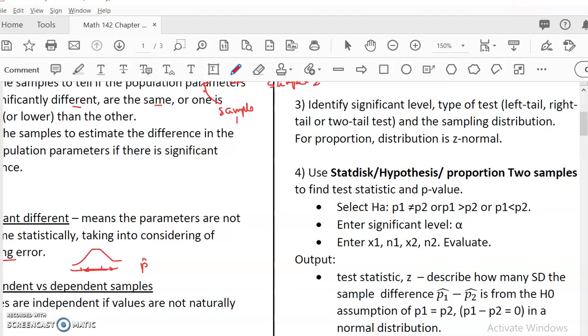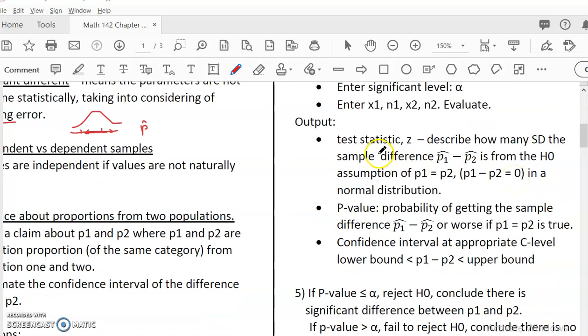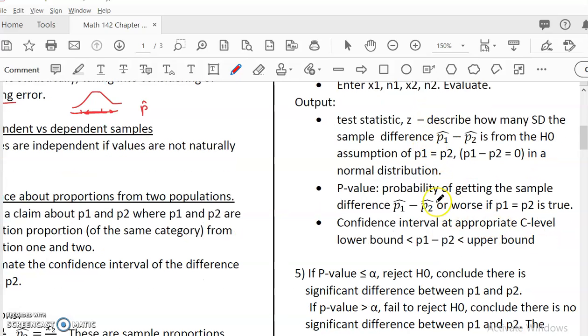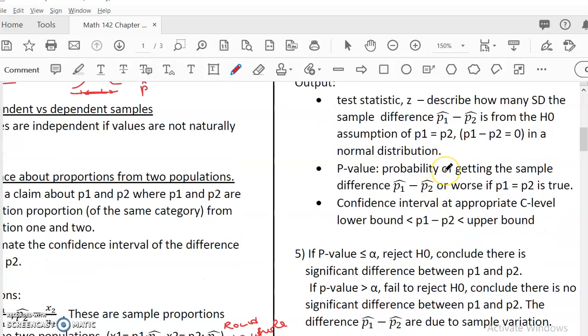The procedure that we use is StatDisk. When we do an example, I'll show you. Basically StatDisk, hypothesis test, proportion, two samples, because we're comparing two. Your output should have a test statistic as well as a p-value. The test statistic describes how your p1 minus p2 differs from 0, how many tick marks it is different from 0. The p-value indicates how likely you are to get that big or small a difference if p1 equals p2 is true. All these calculations are based on the null hypothesis being true.